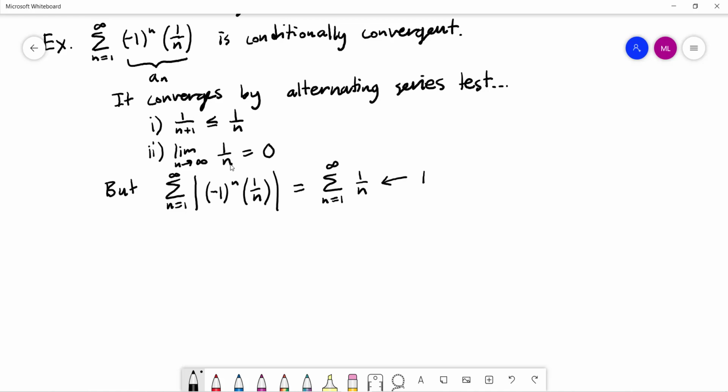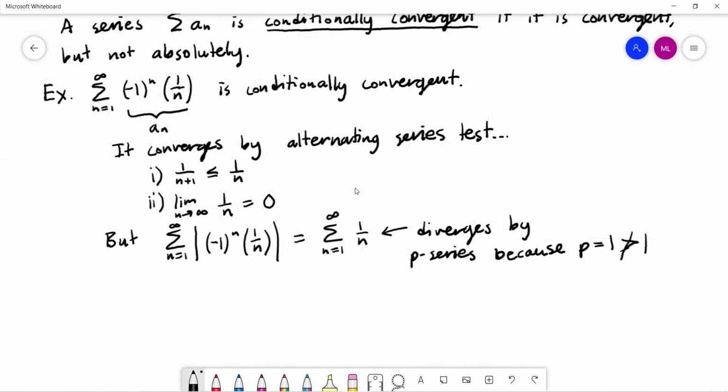And this thing diverges by the p-series, because p is equal to 1. In a p-series, p has to be greater than 1 in order for convergence. So p is equal to 1, which is not greater than 1. But this is a p-series with p equals 1. That diverges.